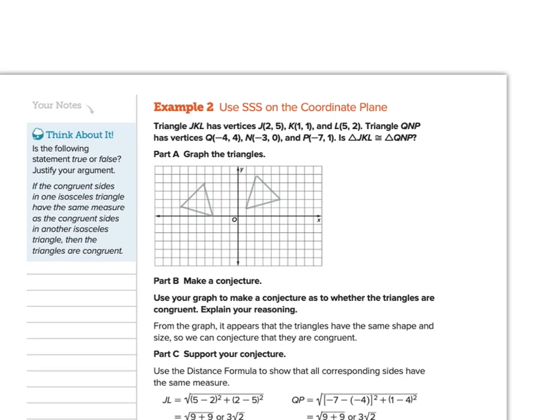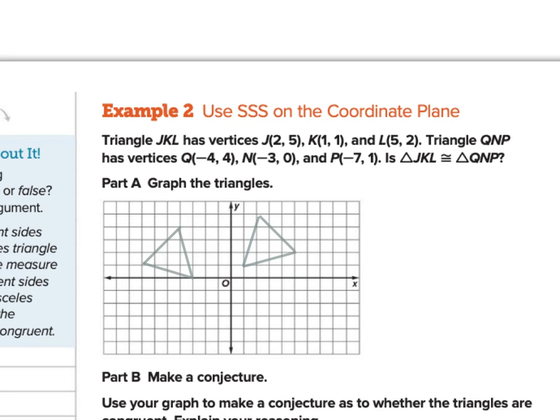Okay, just thinking about that. Here, they had to do some distance formula. Okay, so I've gone and drawn the images in here, and I may or may not have these in the right locations. You know, I reserve the right to be wrong, and I do believe I am. But just in case, here's point J, 2, 5. This is K. L is 5, 2. And then negative 4, 4 is Q. Negative 3, 0 is N. And then 7, 1 is P.